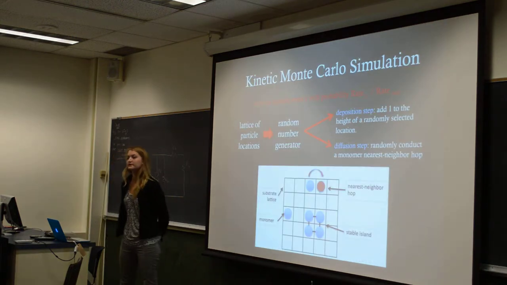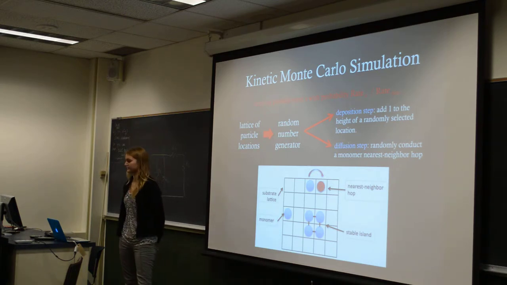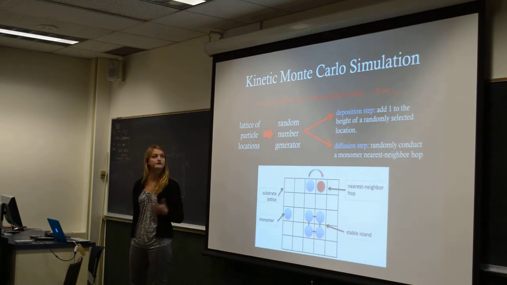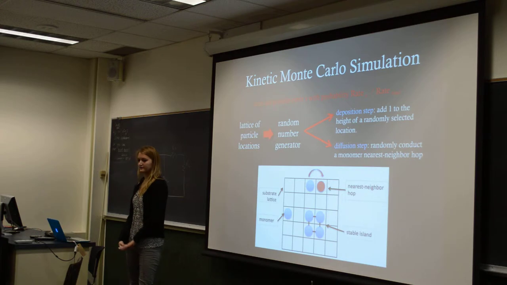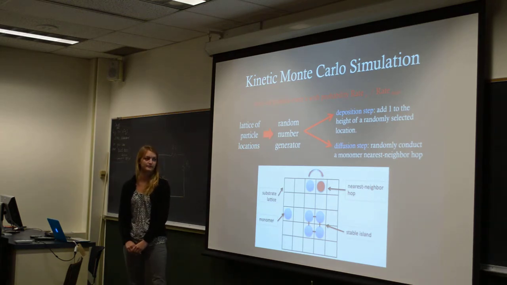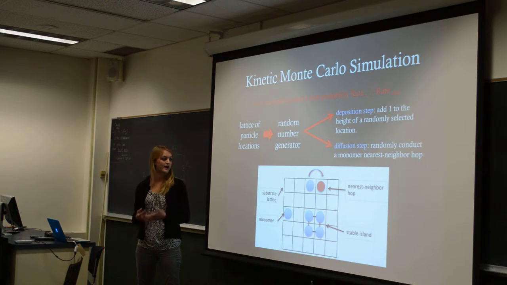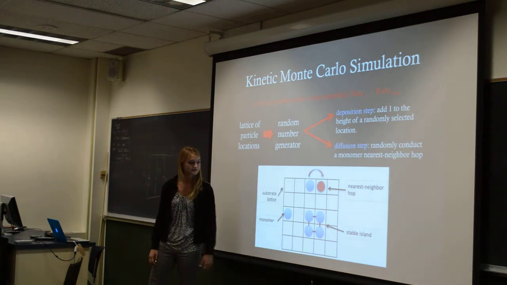So what I've been doing this summer is running kinetic Monte Carlo simulations that I wrote in C. The basic idea is that you carry out each event with that rate divided by the total rate. For me, that means I have a lattice of particle locations. Based on the results of the random number generator, I carry out one of two steps, either a deposition step, which is where you add one to the height of a location, or a diffusion step, which is where a monomer, which is a particle by itself, diffuses to the nearest neighbor location.